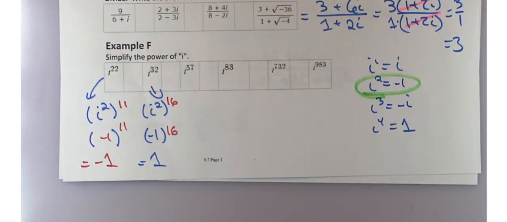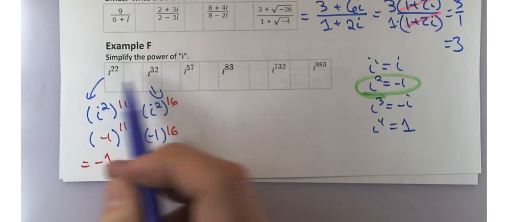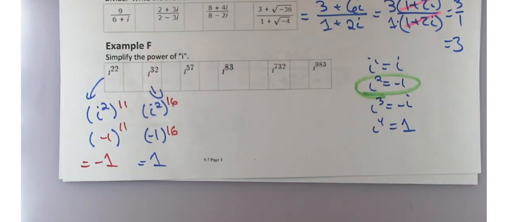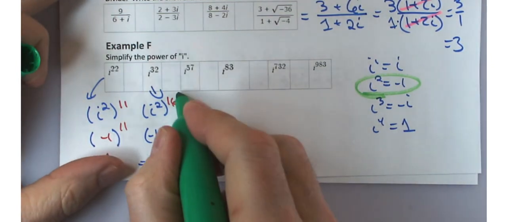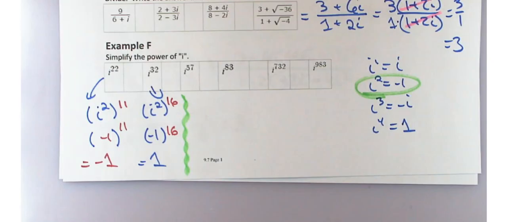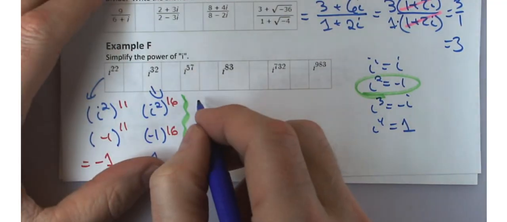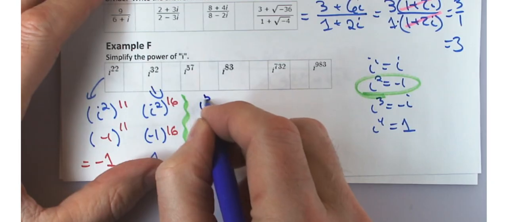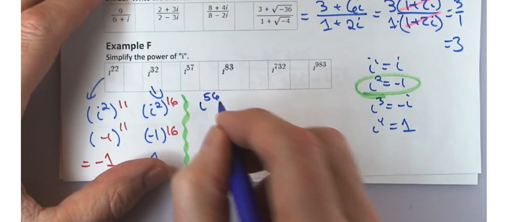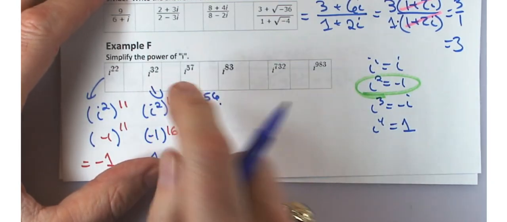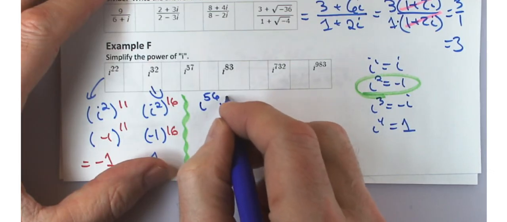But I don't have to stick to just nice even powers of i. What if I had an odd power of i? With your odd powers of i, there's an extra little trick involved. So let's take a look at i to the 57. i to the 57 is very close to a nice even power of i. It's close to i to the 56. But I can't just throw away one of the i's, so I'll write it as i to the 56 times i.